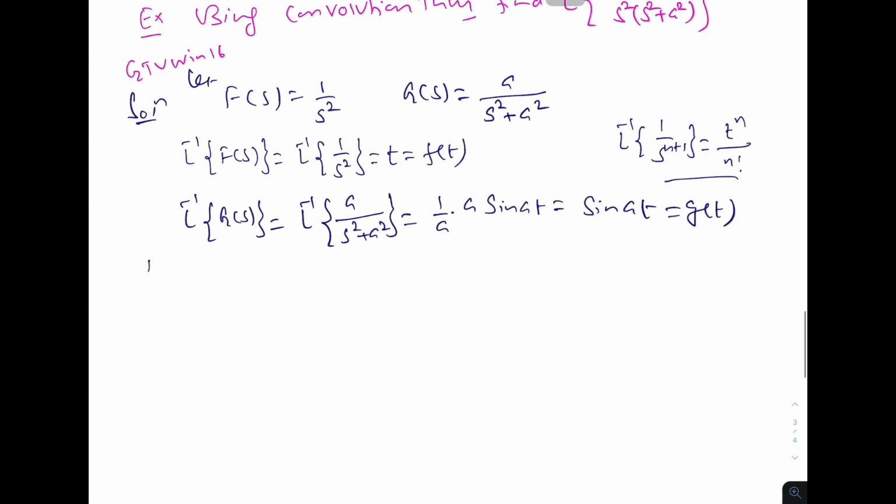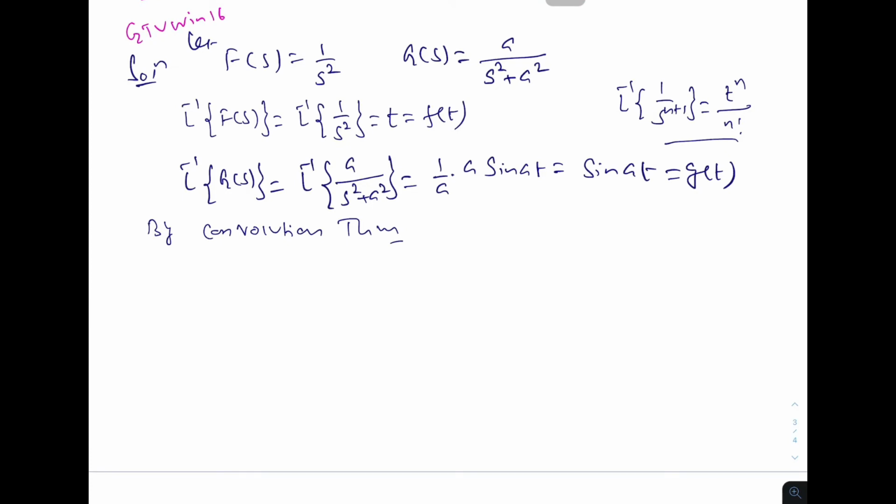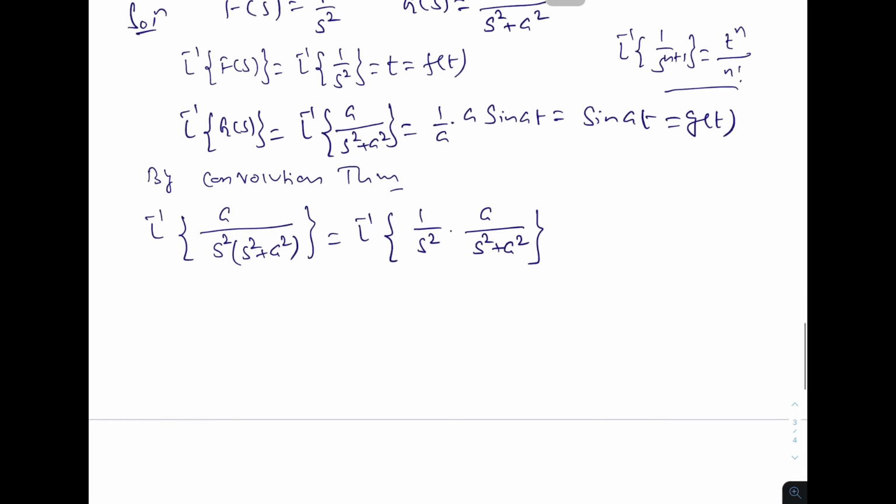Okay, and now by the convolution theorem, the inverse Laplace transform of a over s squared plus a squared equals the inverse Laplace transform of 1 over s squared times a over s squared plus a squared, which is F(s) G(s), and this is now the integration from 0 to t of f(v) g(t minus v) dv, the convolution f star g. Okay, so that is t.